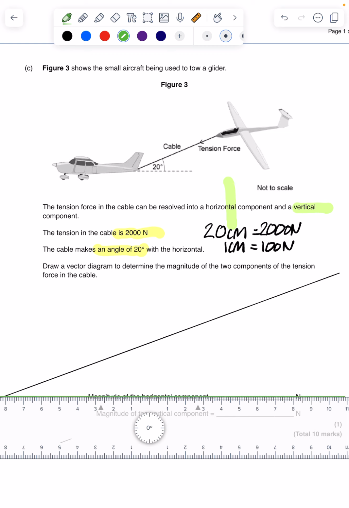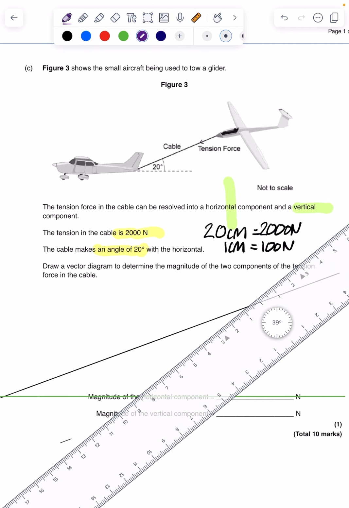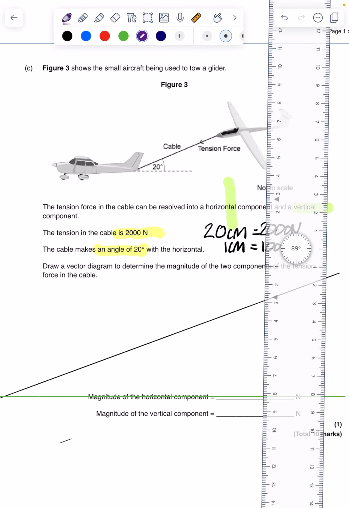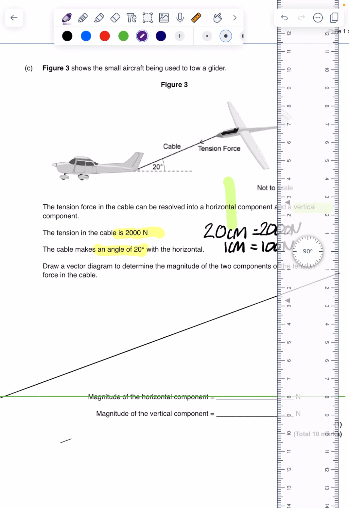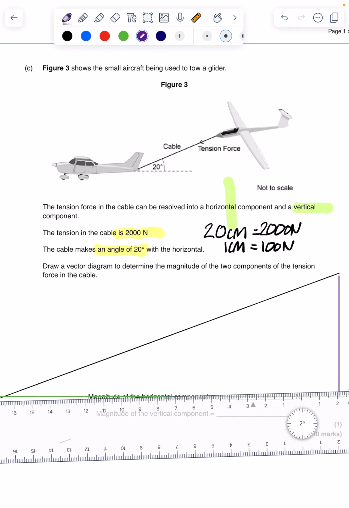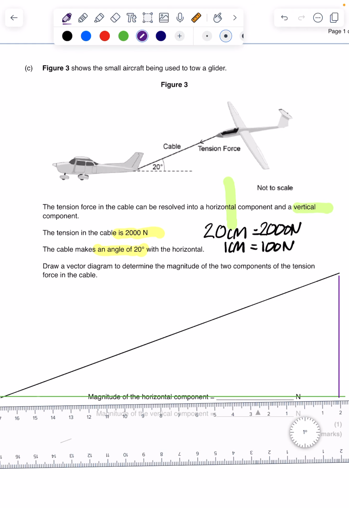So we're going to draw in our horizontal axes along the side. And we also want to draw in our vertical axes. Again, this one is going to be at 90 degrees. So at 90 degrees, there. Then all we have to do is measure it for the magnitude.